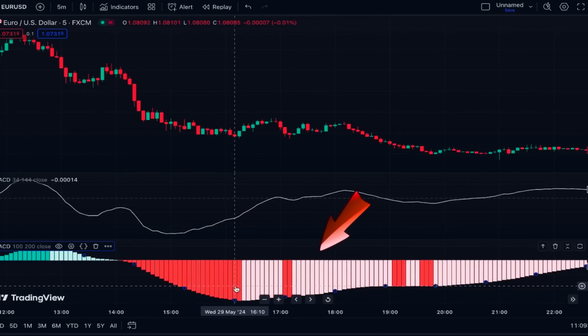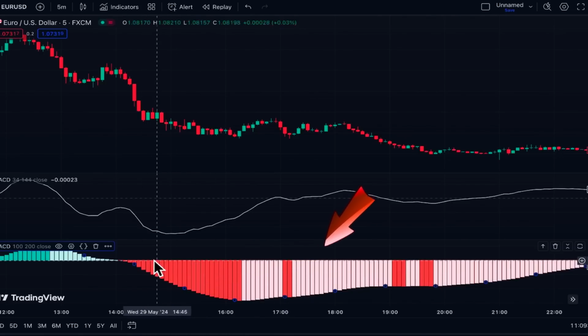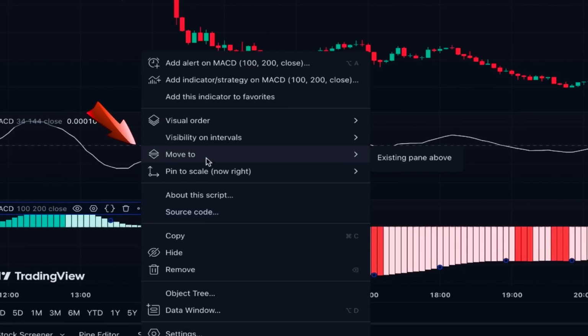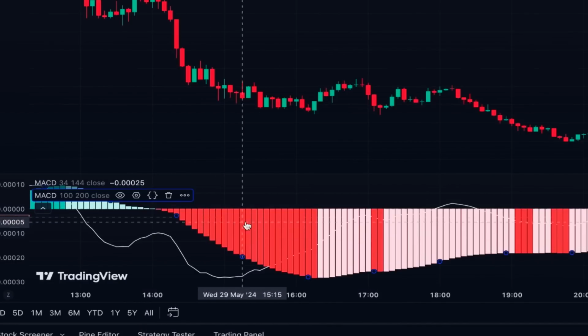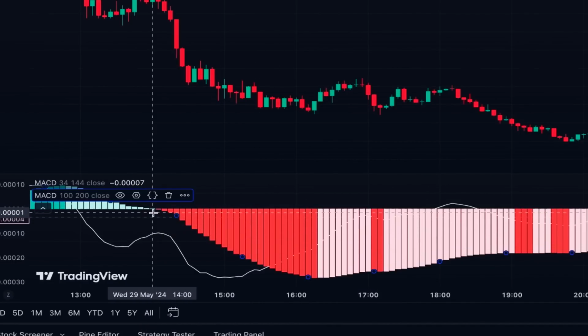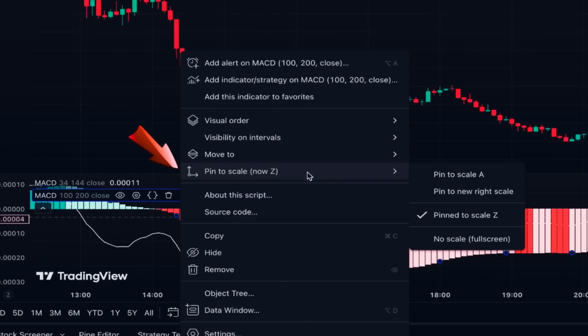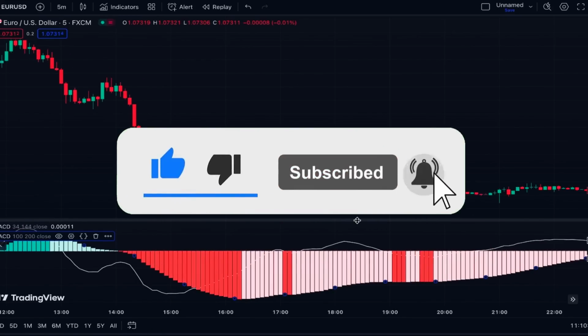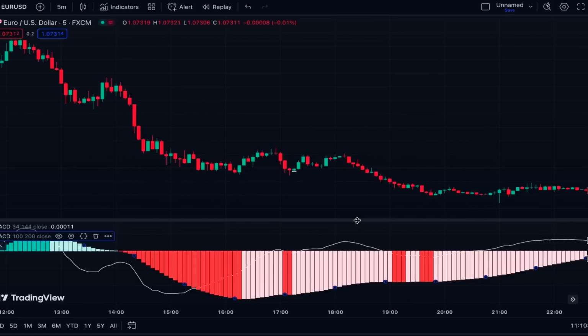Here for this MACD, which is in the bottom and it is in the form of a histogram, we click on more option, and then here move to, and then we click on existing pane above. And again for the MACD with the appearance of histogram, which actually has higher values for the setting, again we click on more option, then pin to scale, and we click on pin to scale A. Alright, now these two MACDs are perfectly combined together, and let's see how we can find trading opportunities based on this special combination of two MACDs.